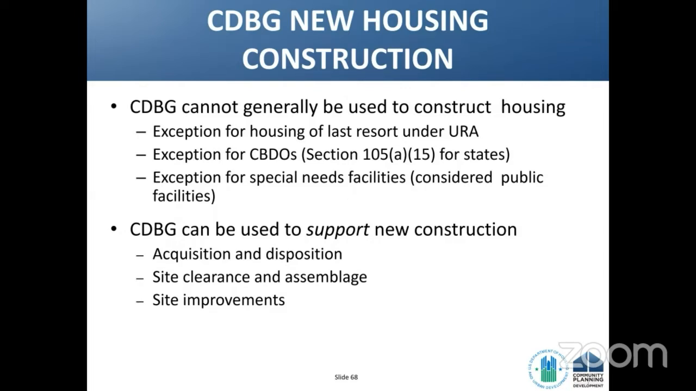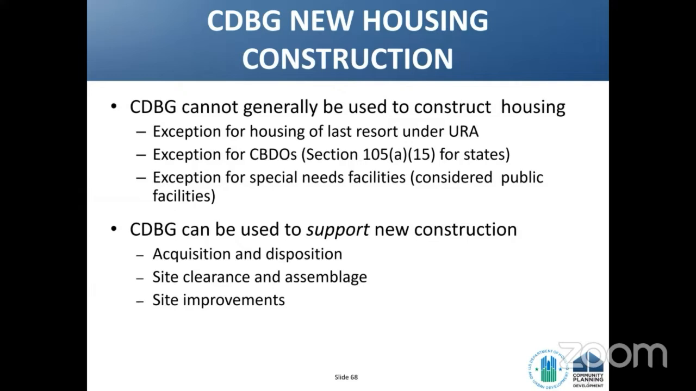Okay, we talked about new housing construction, and as we all know, you can't use CDBG for that unless it's carried out by a qualified CBDO. Here, the state regulation is cited, section 105.815. But for the entitlement program, CBDOs have to meet the requirements of 570.204(c) to be considered an eligible CBDO.